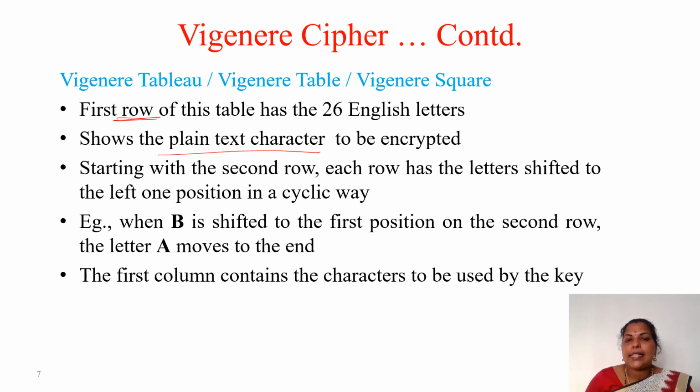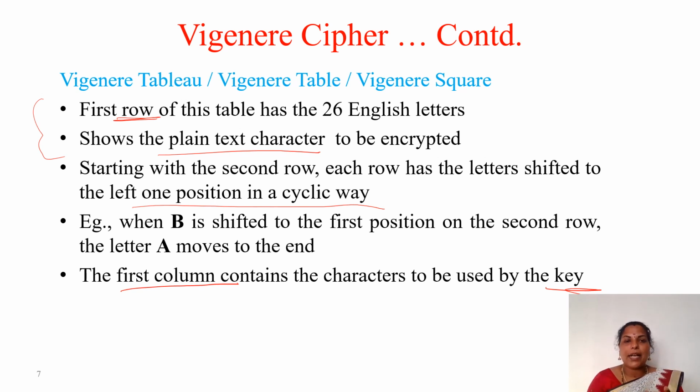Starting with the second row, each row has the letters shifted to the left by one position in a cyclic way. So when B is shifted to the first position on the second row, the letter A moves to the end. The first column contains the characters to be used as a key. So the column represents the key and the row represents the plain text. If you do the reverse process, we get different answers. So always the row represents the plain text and the column represents the key.